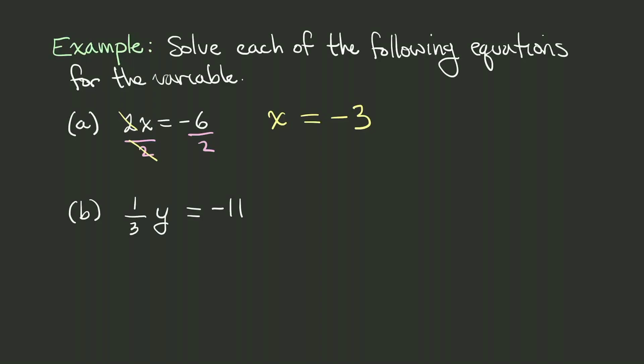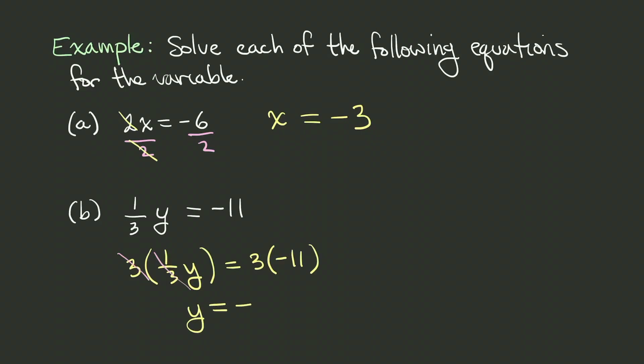In part B, we have 1/3 y equals negative 11. We can think of this as 1/3 times y, or we could think of it as y divided by 3. In order to undo y divided by 3, we need to multiply both sides of this equation by 3. This will look like 3 times 1/3 y equals 3 times negative 11. But 3 times 1/3 cancels itself out and becomes 1. So on the left-hand side, we just have y, and on the right-hand side, we have 3 times negative 11, which will give us a negative value, and then 3 times 11 is 33. So we get negative 33 for y.